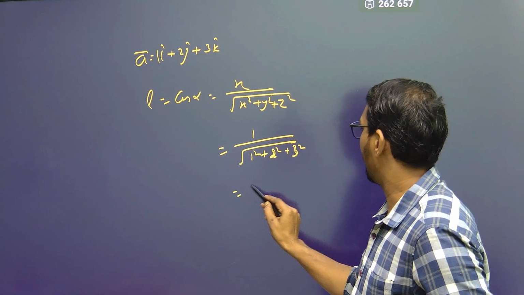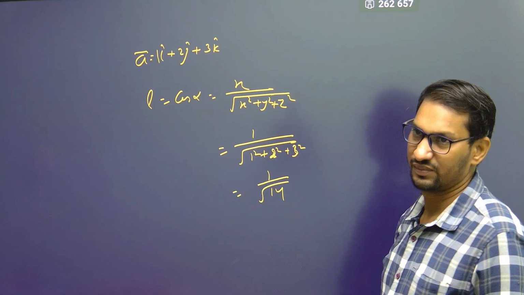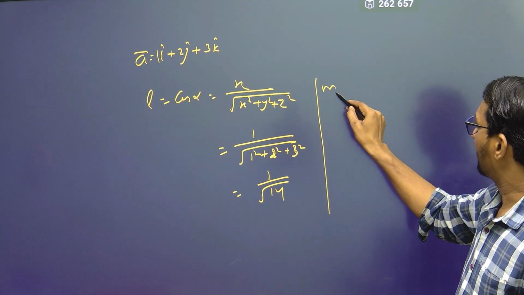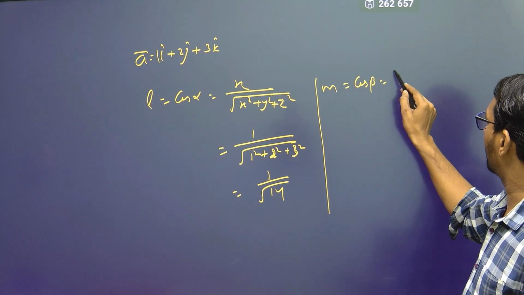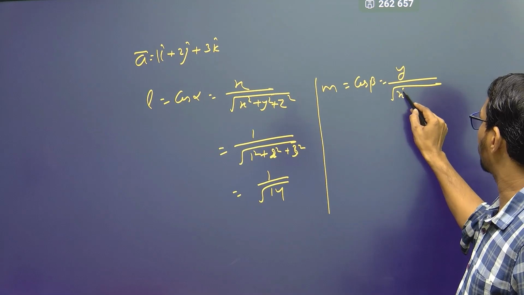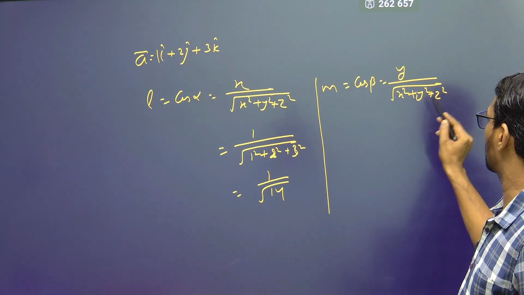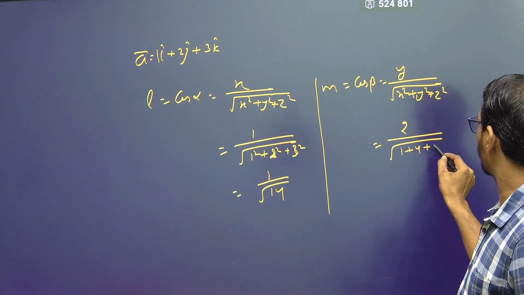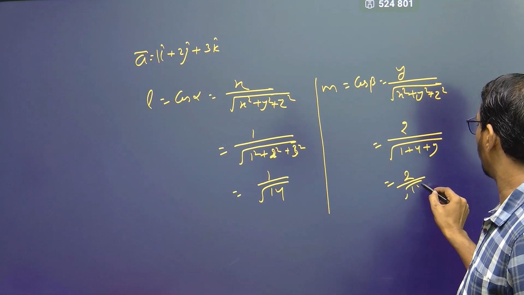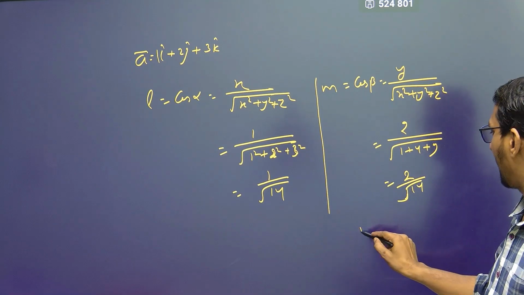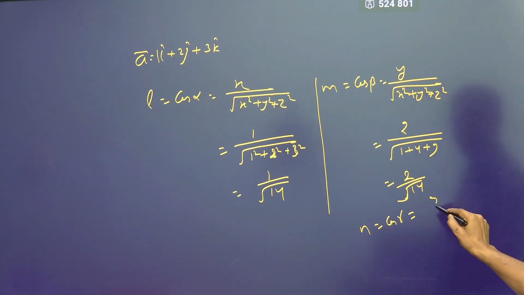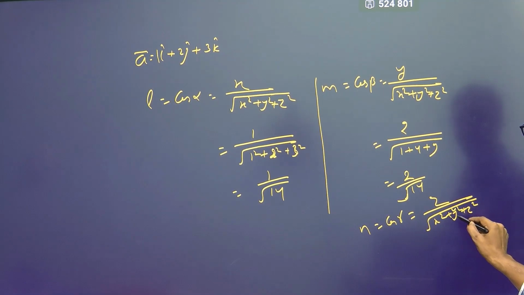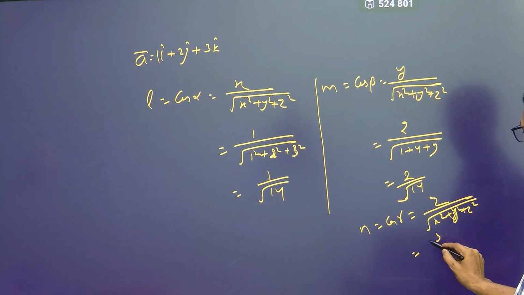So we get 1 upon square root of 14. In the same manner, m is equal to cos beta, equal to y upon square root of x square plus y square plus z square. So 2 upon square root of 1 plus 4 plus 9, equal to 2 upon root 14. In the same manner, we can find n equal to cos gamma, equal to z upon square root of x square plus y square plus z square, which is nothing but 3 upon square root of 14.